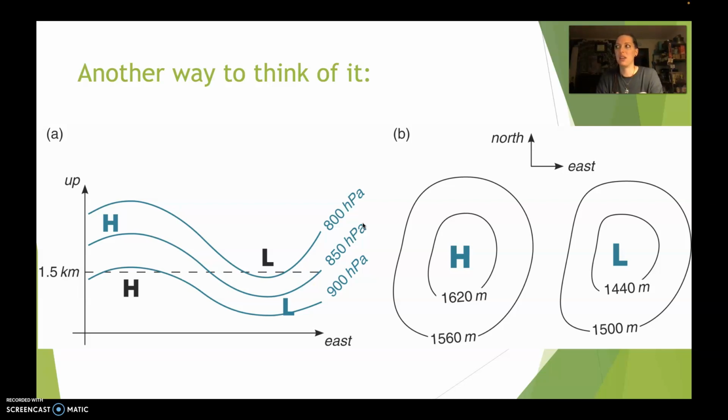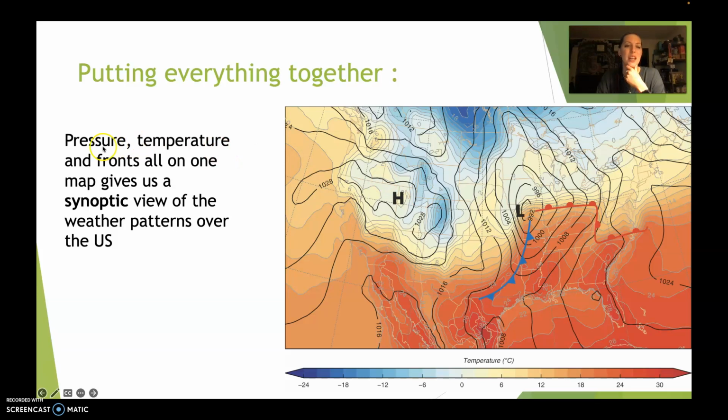And what's really interesting is we can put all of these concepts together. Like I said, we can put pressure and temperature and fronts all on one map, and it can look something like this. So here we have pressure, temperature, and fronts. It gives us what we call a synoptic view, so an overall large-scale view of the weather patterns over the United States. We have our H, we have our L, and the black contour lines here, the isobars, show us that kind of bullseye pattern.